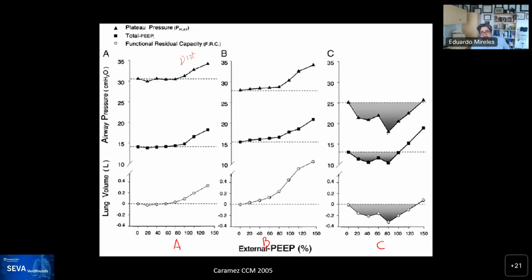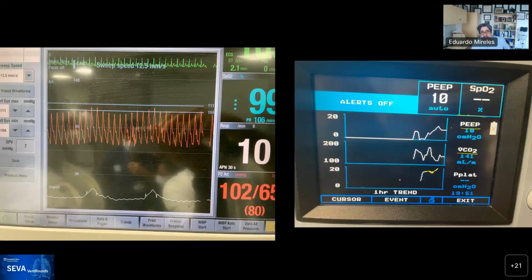Comments, Rob? Nope, just in terms of the time constant, if you splint the airways open, you decrease the time constant because you decrease the resistance. And if you can't do that, it doesn't work. Any other comments?